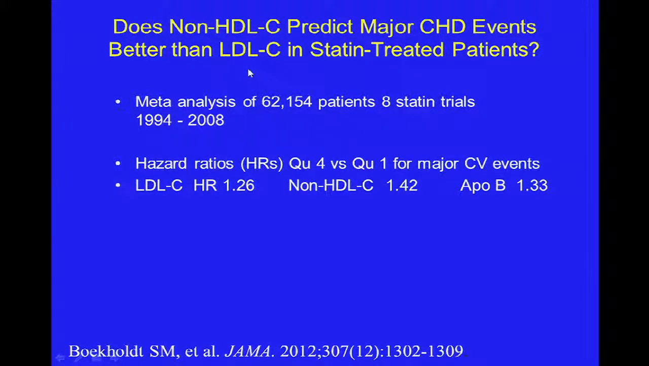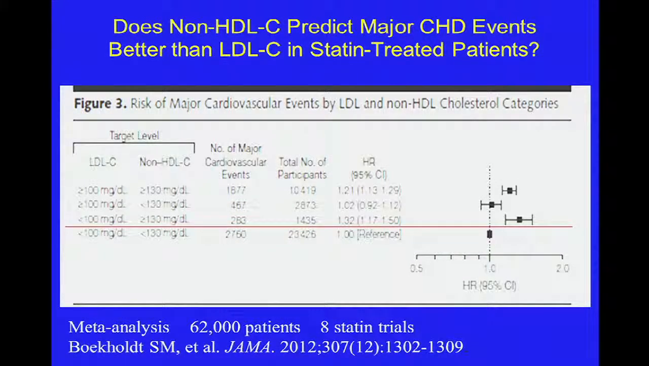So does it predict coronary heart disease events better than LDL in statin-treated patients? Here we're using statin trials, and the quartile 4 versus 1 for major cardiovascular events, when you're looking at levels of ApoB, non-HDL, or LDL, the non-HDL is higher, and it's actually higher than one of the particle numbers, which would be ApoB, in this particular study. And this is 8 statin trials. So it is not a worse measure. In fact, in most all studies, it's a better measure than LDL cholesterol.